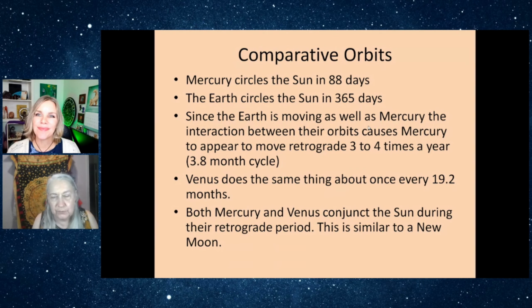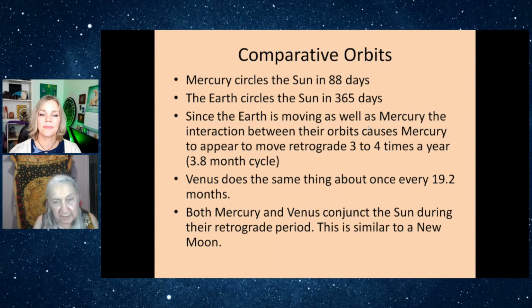Okay, now, since the Earth is moving as well as Mercury, this creates an interaction between their orbits. When the Earth and Mercury are in a certain relationship to each other, like I just showed you in the pictures, this causes Mercury to appear to be moving retrograde 3 to 4 times a year. It has a 3.8 month cycle. So most years Mercury goes retrograde 3 times, and every once in a while, 4 times.